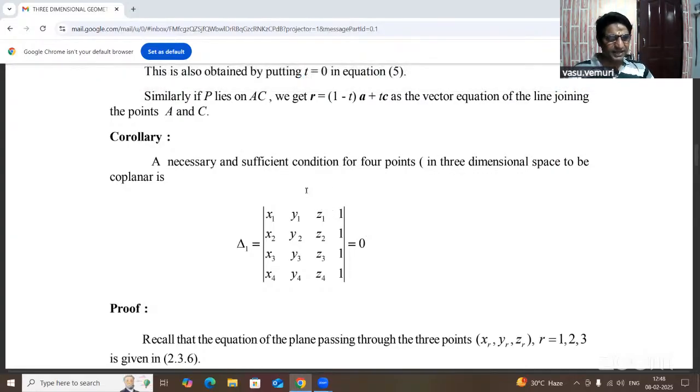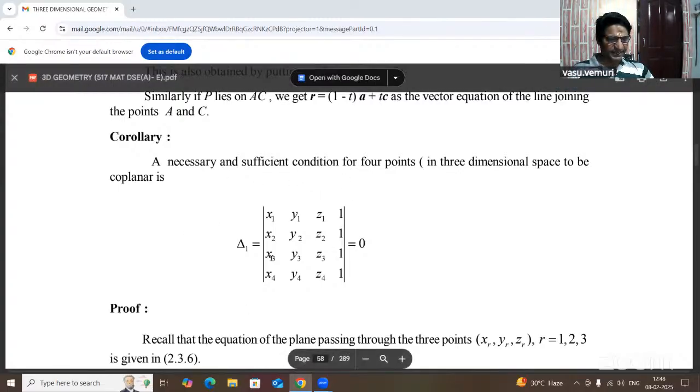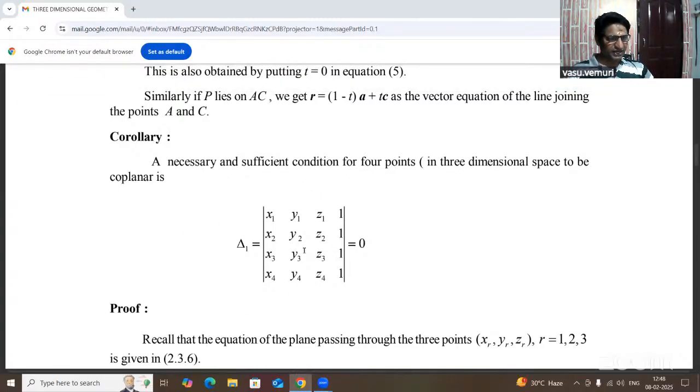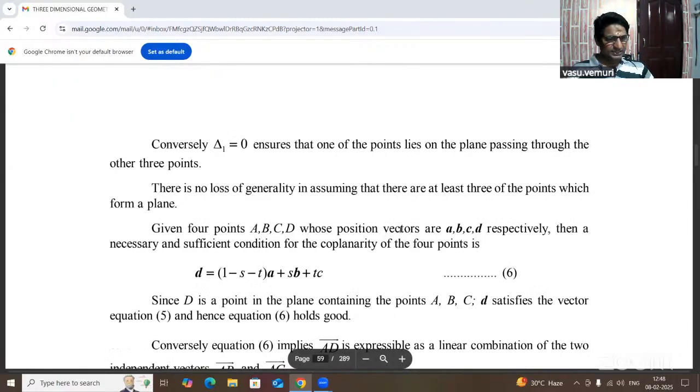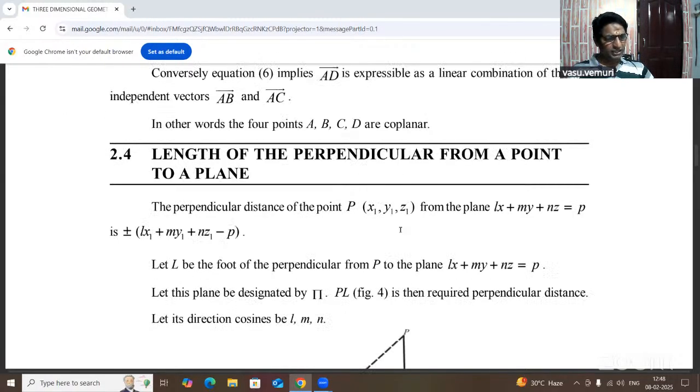Suppose 4 points are given; it is also in the same manner, with x4, y4, z4 replacing x, y, z. After simplification of the determinant, we get delta 1 equal to the mod of the determinant with rows x1 y1 z1 1, x2 y2 z2 1, and x3 y3 z3 1. After taking the determinant of this matrix, we get the plane equation. That is a simple expression, there is no doubt.